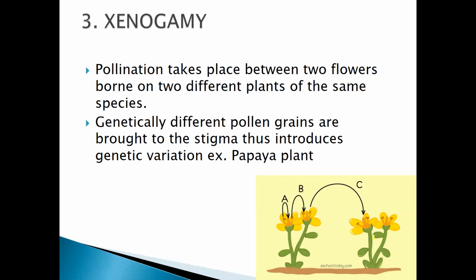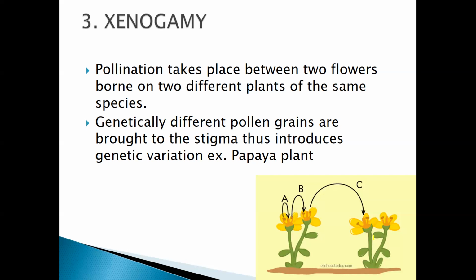Why? Because different pollen grains can come and pollinate these plants. So there is a wide possibility of genetic variation. Why is there a wide possibility of genetic variation? Because the pollen grains from different species also can pollinate the different plants. Okay, they also can pollinate the different plants.